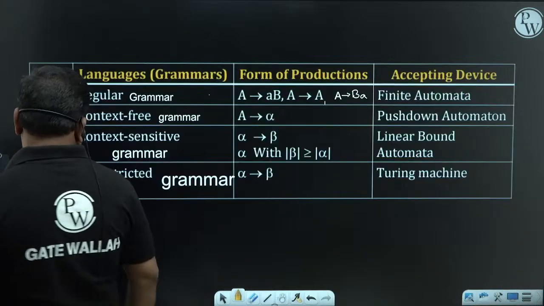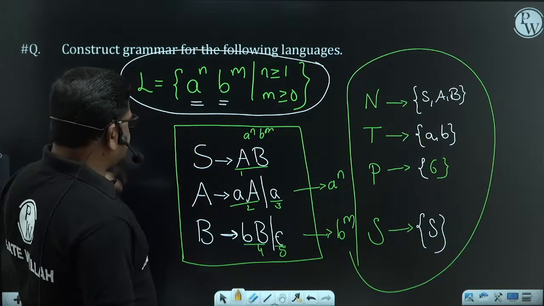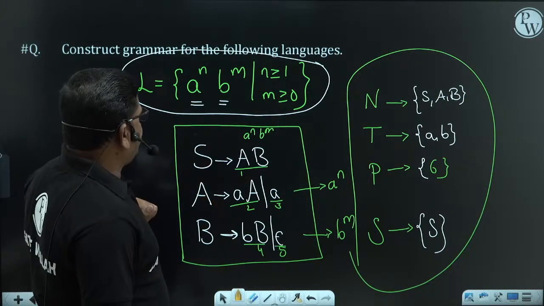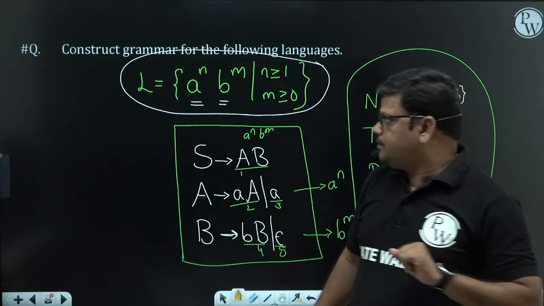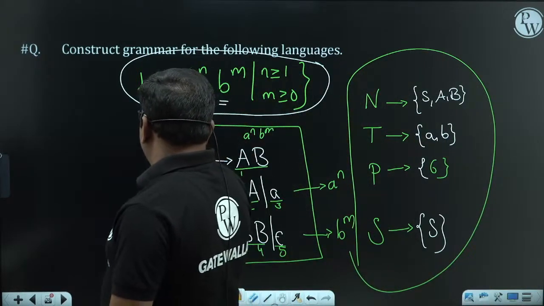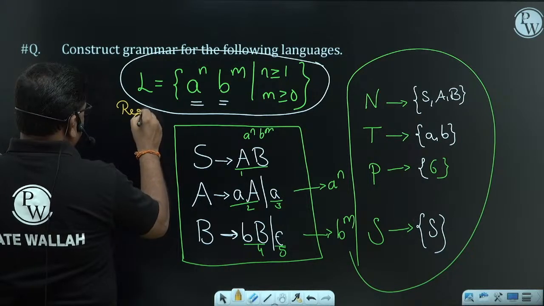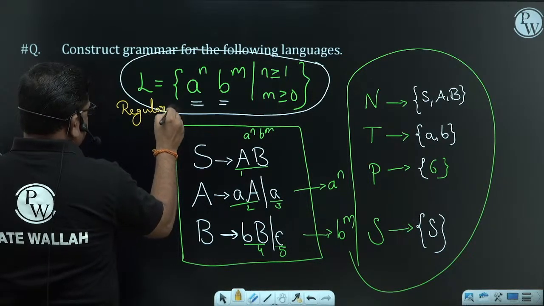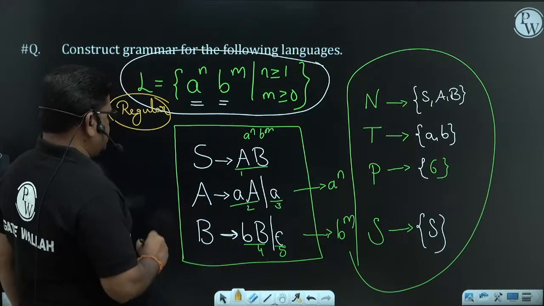Let us study these rules first. See, here also I have constructed a grammar. What is this grammar? The beautiful thing here is this language is regular. This language is regular, but this grammar is not regular. This is context free.